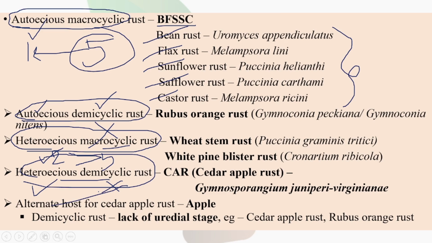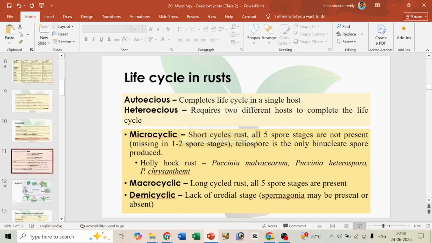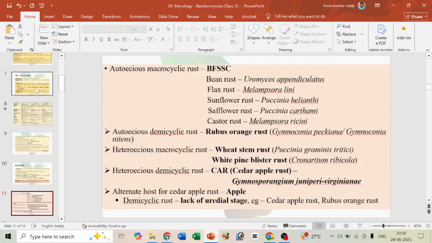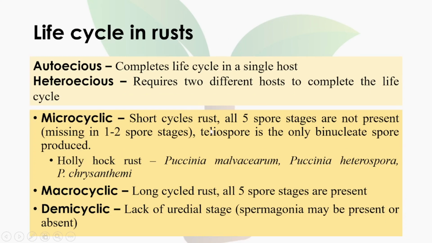So anyway, don't worry about it, I will come once again. Before that, we'll come to life cycle stages. These are all the life cycle patterns in the rust. So you know what is autoecious, what is heteroecious, what is microcyclic, what is macrocyclic, what is demicyclic. Please remember, lack of uredial stage is known as demicyclic rust. Okay.